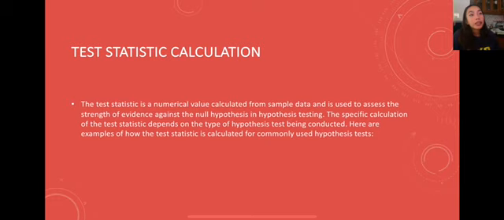Test statistic calculation. The test statistic is a numerical value calculated from sample data and is used to assess the strength of evidence against the null hypothesis. In hypothesis testing, the specific calculation of the test statistic depends on the type of hypothesis test being conducted. Here are examples of how the test statistic is calculated for commonly used hypothesis tests.